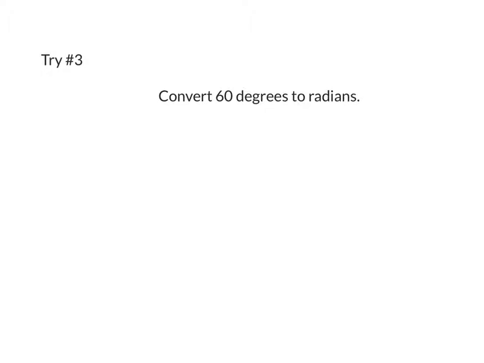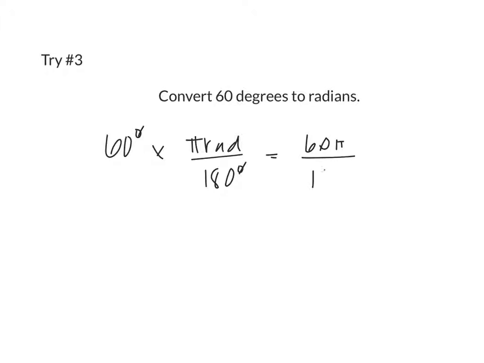All right, on this one, we want to convert 60 degrees to radians. Again, I need to multiply by pi radians over 180 degrees. Those degrees will cancel, and I'm left with 60 pi over 180. If I reduce them, the zeros cancel, and 6 over 18 is 1/3. So that's pi over 3 radians.